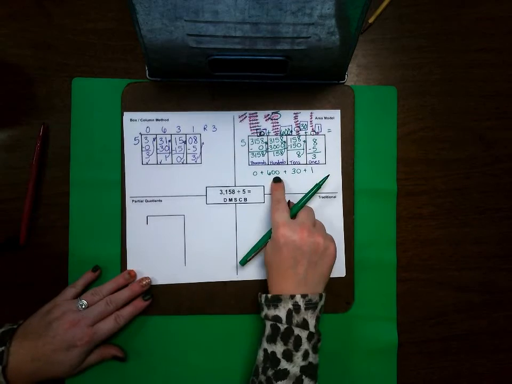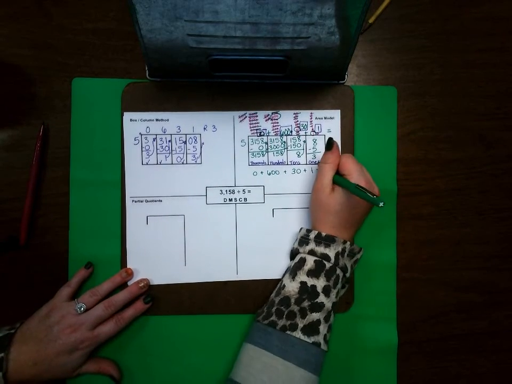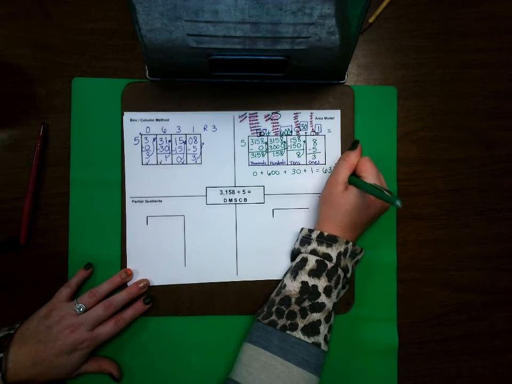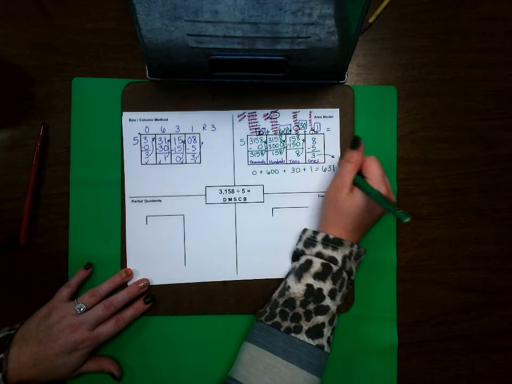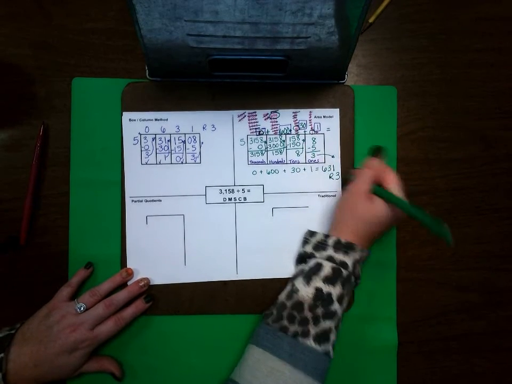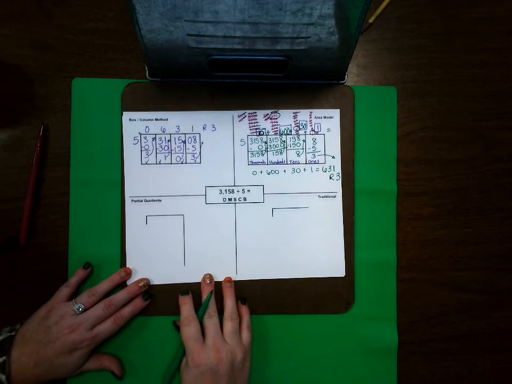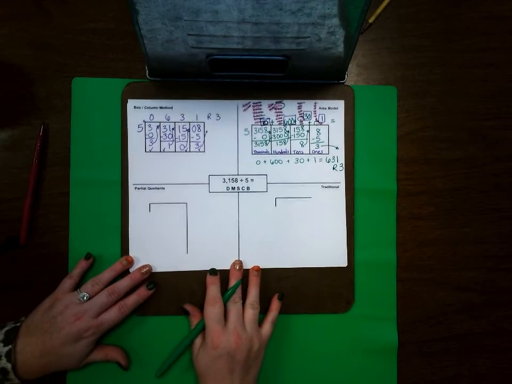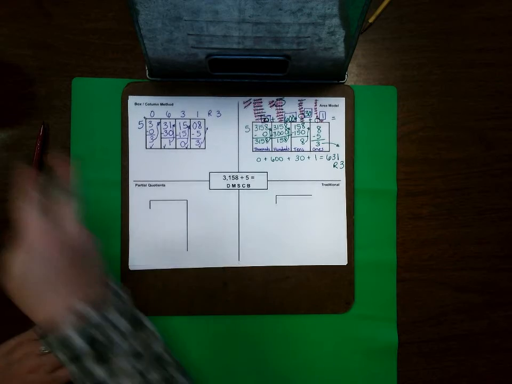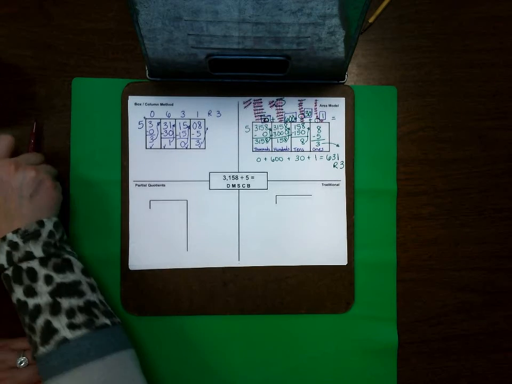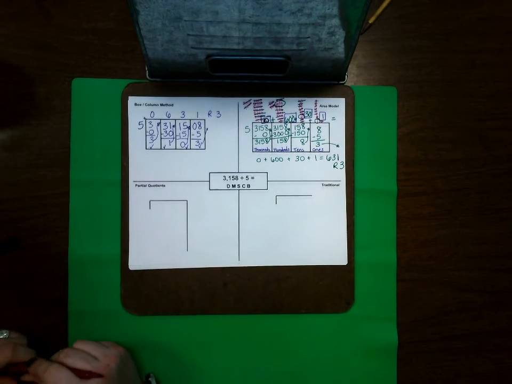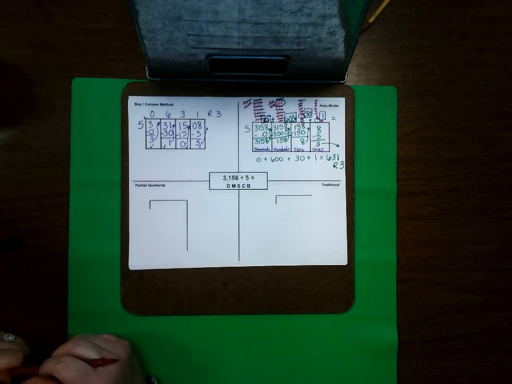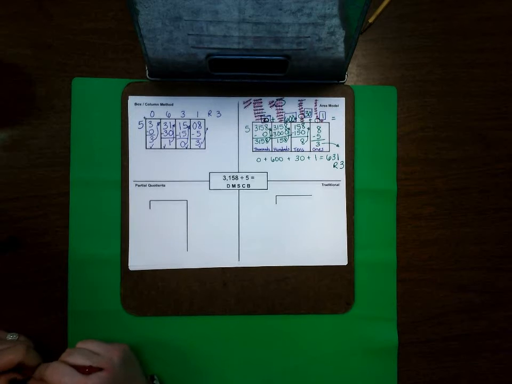So 600 plus 30 plus 1 equals 631, but I also have a remainder of 3. So that is how you solve the area model. Okay. Now we're going to go to the partial quotients model, and the partial quotients model is very similar to the area model in the sense that we are using thousands, hundreds, tens, and ones.